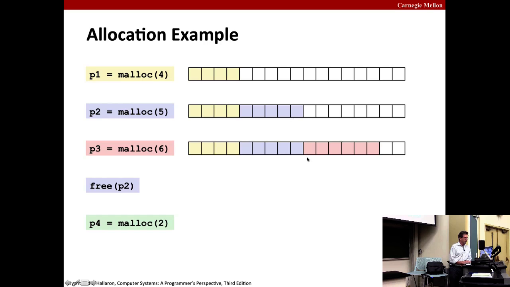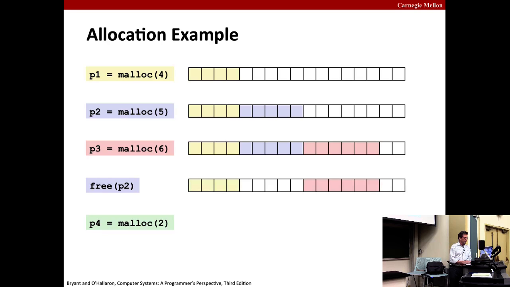We call malloc again to get a 6-word block. And then we free the block that's pointed at by p2, this purple block. Okay, so now that frees up that block. And then we do another allocation for a 2-word block. And so the allocator looks to see if it can find a free block that has enough room, and it finds this free block here that has 5 free words, and then it allocates the requested block inside of that free block.